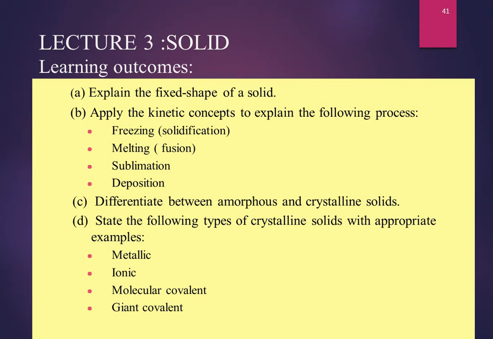C. Differentiate between amorphous and crystalline solid. D. State the following types of crystalline solid with appropriate examples. Include metallic, ionic, molecular covalent and giant covalent.